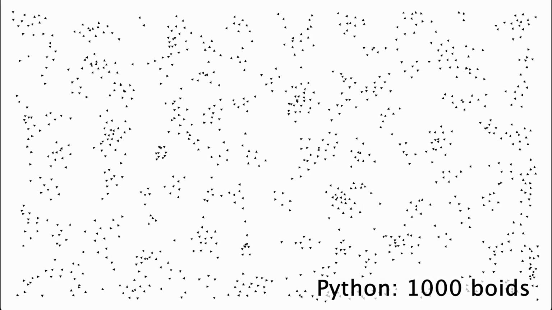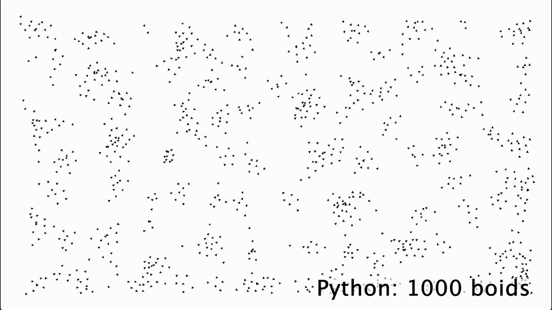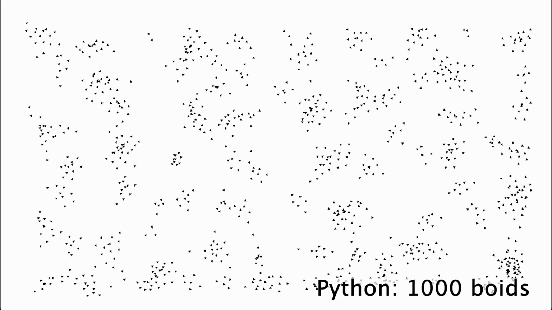I initially wrote this code in Python to get the basic logic together, which works okay for 200 Boids as shown here, but when we go up to 1,000 Boids, the frame rate in Python slows down dramatically. This illustrates the performance advantages of a low-level computing language like C.